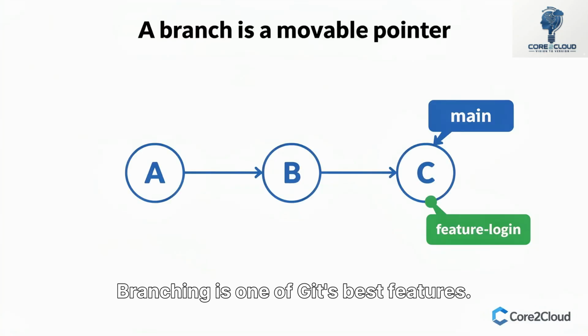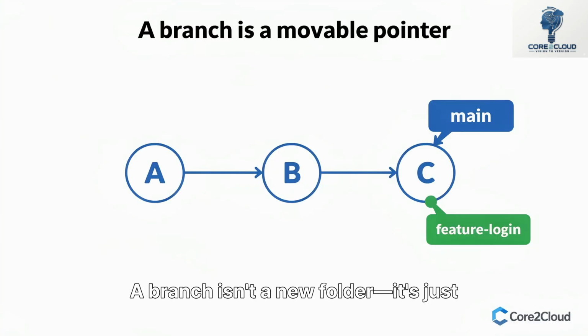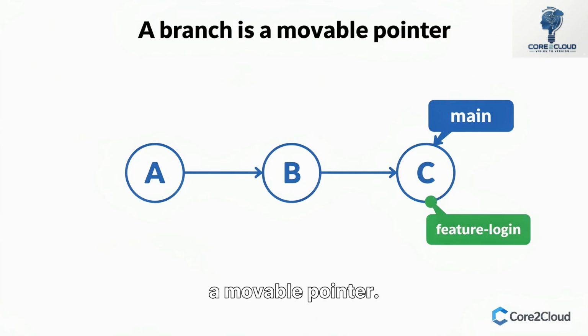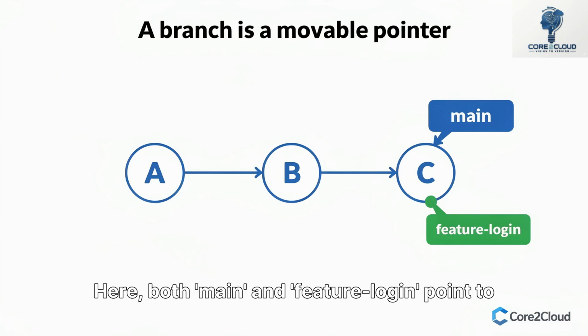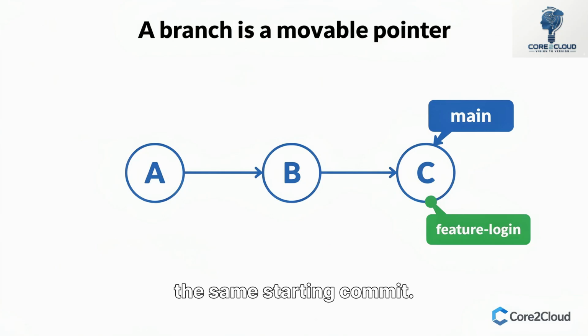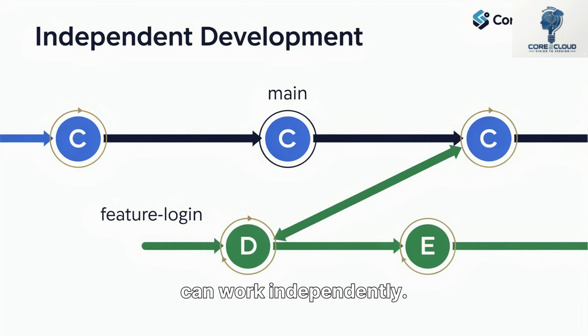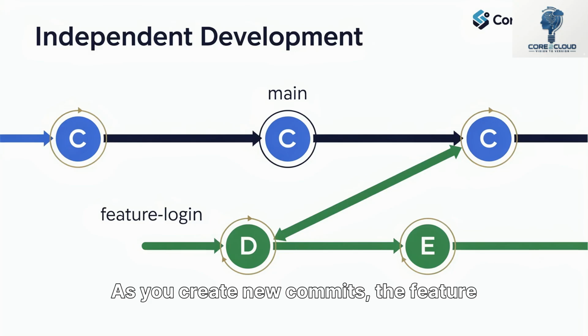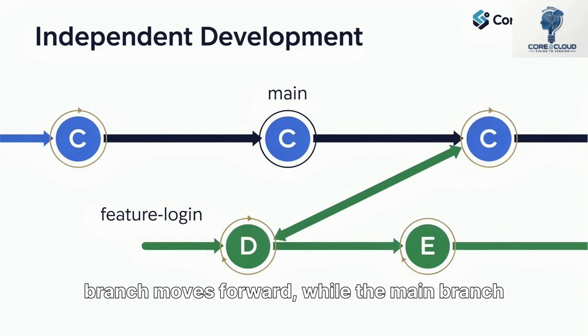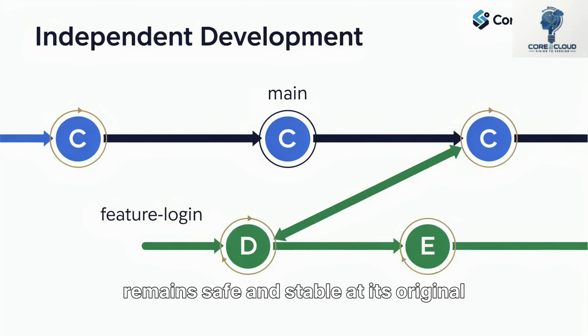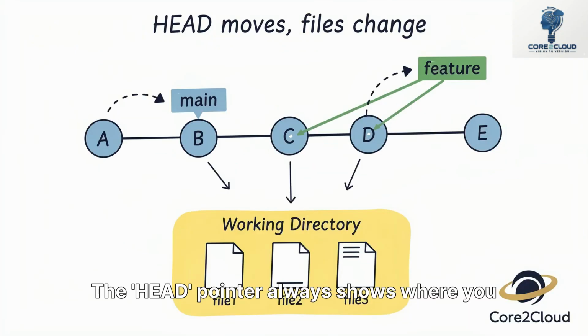Branching is one of Git's best features. A branch isn't a new folder, it's just a movable pointer. Here, both main and feature login point to the same starting commit. By switching to your feature branch, you can work independently. As you create new commits, the feature branch moves forward, while the main branch remains safe and stable at its original position. The head pointer always shows where you are.